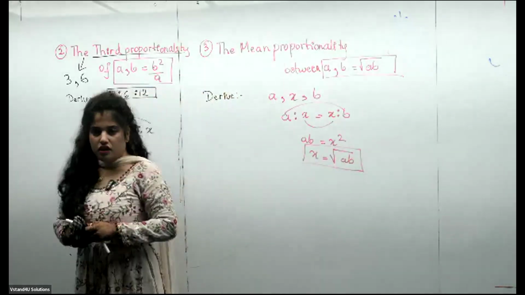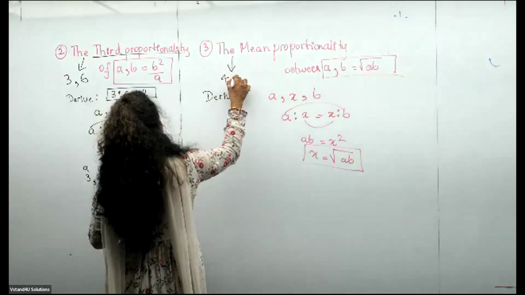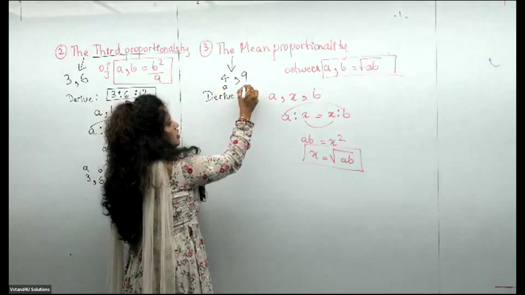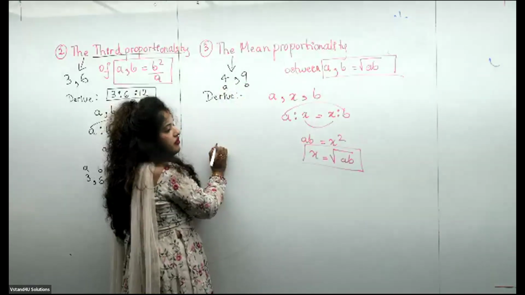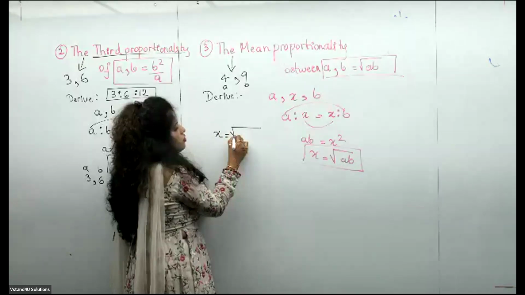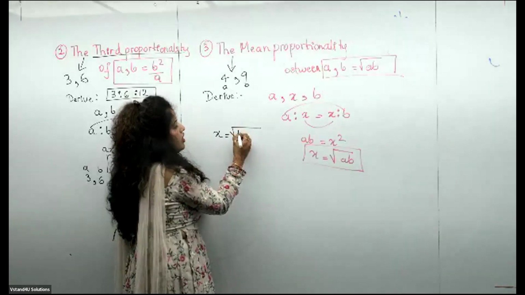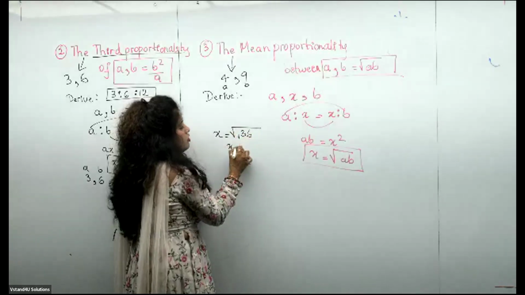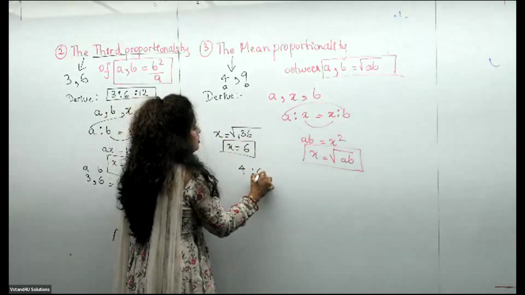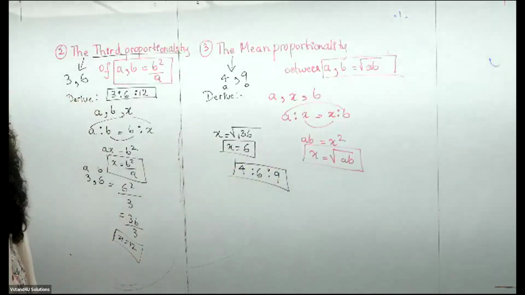Correct? Yes. So now for an example, they are saying the mean proportionality of 4 and 9. What is the value of A? A is 4, B is 9. So they have given the values of A and B. I have to calculate X. X is equal to square root of 4 into 9. 4 nines are 36. Square root of 36 is 6. So the answer I will be getting is 4 is to 6 is to 9. Clear? My dear online students, clear?